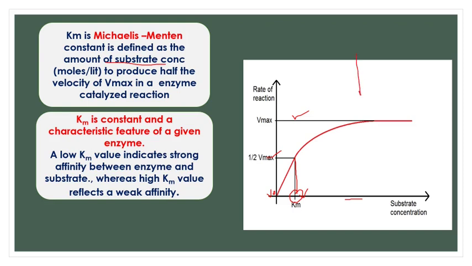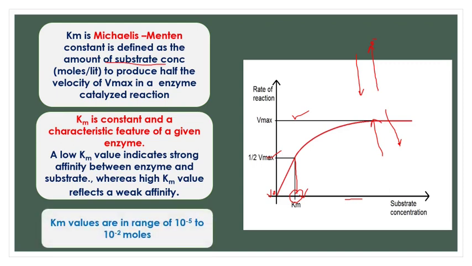Listen carefully, students: the lower the Km value, the stronger the affinity between whom? Enzyme and substrate. Correct? And the higher the value of Km, the lower the affinity between the enzyme and the substrate, and therefore it takes more time to reach Vmax and more time to reach half Vmax. Km values are usually in the range of 10 raised to minus 5 to 10 raised to minus 2 moles. So I hope you have understood what is the Michaelis Menten constant and how it is inversely proportional to the affinity between enzyme and substrate.